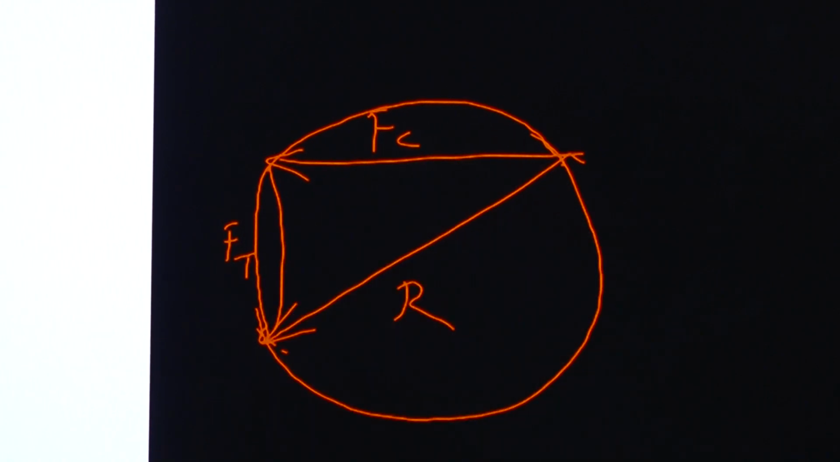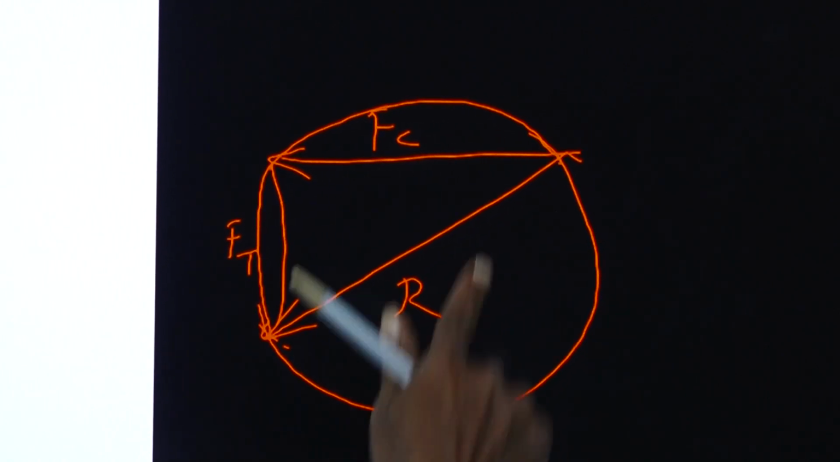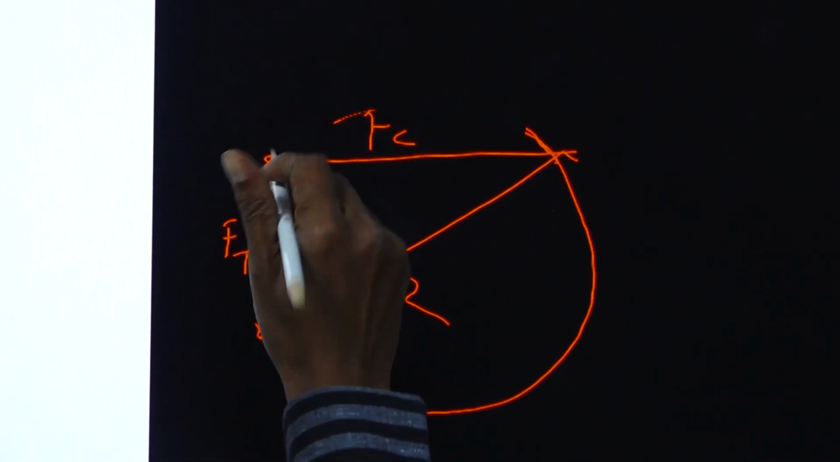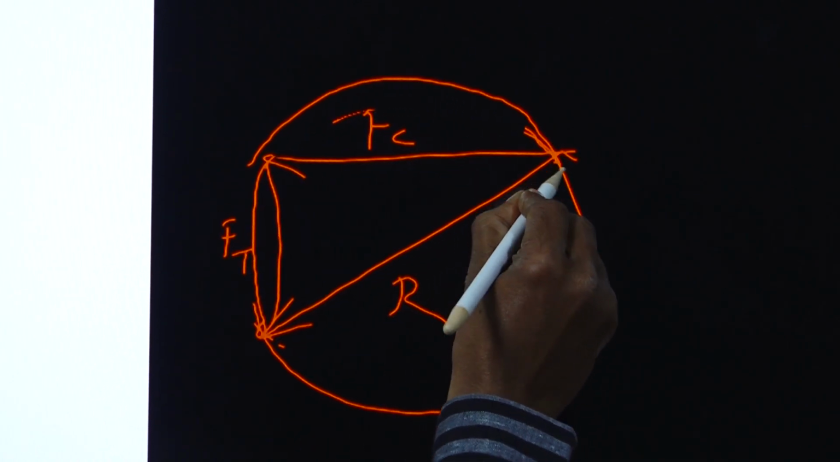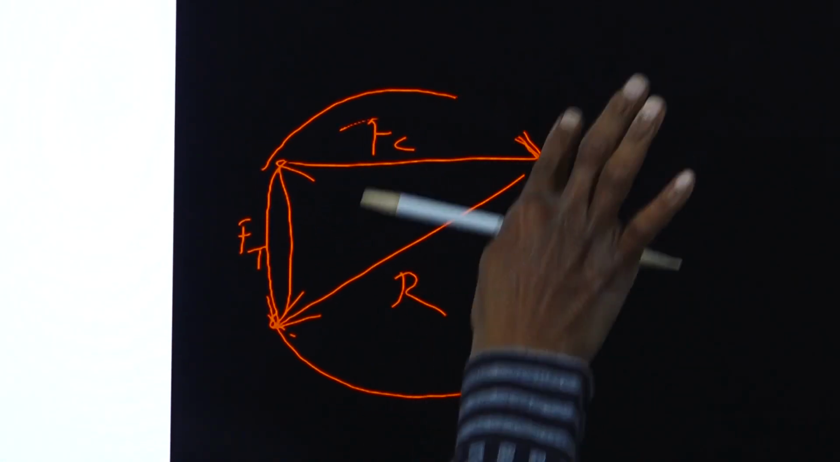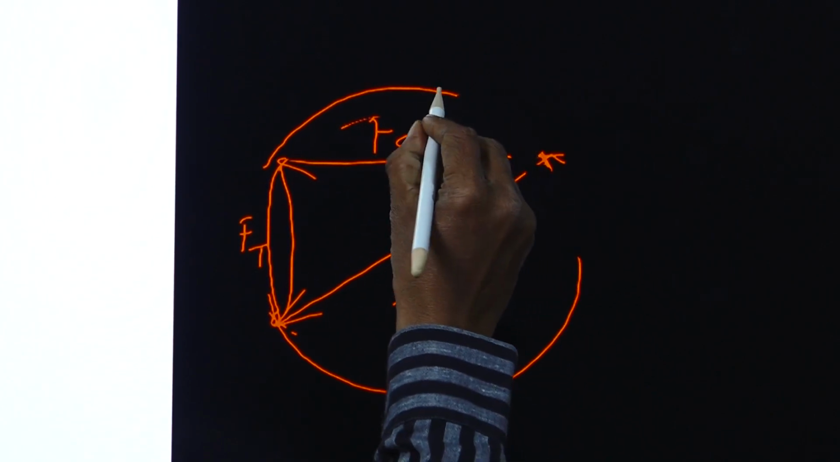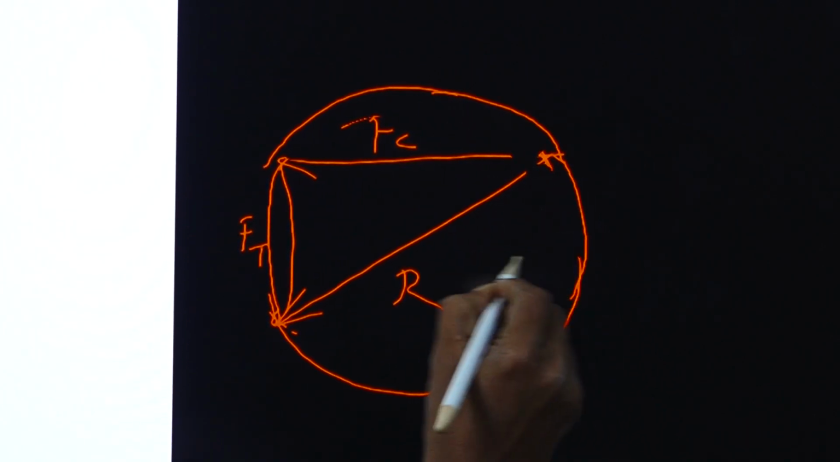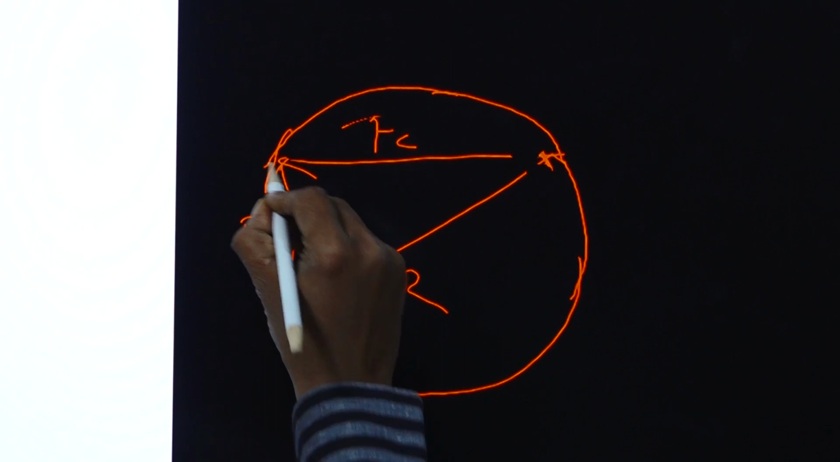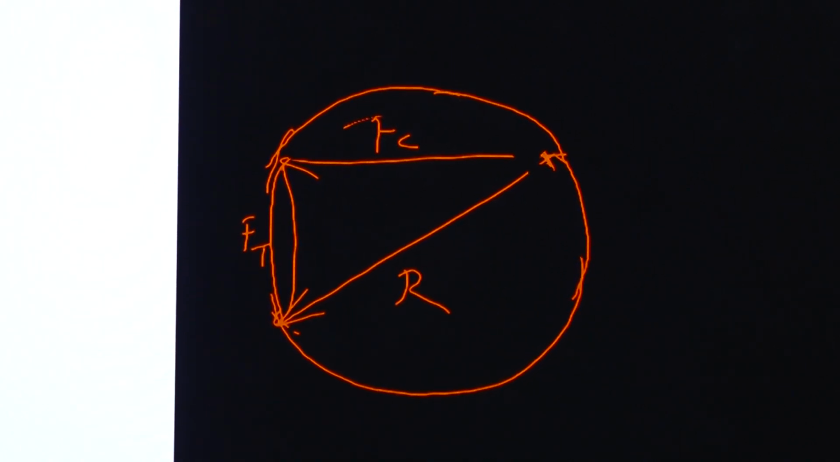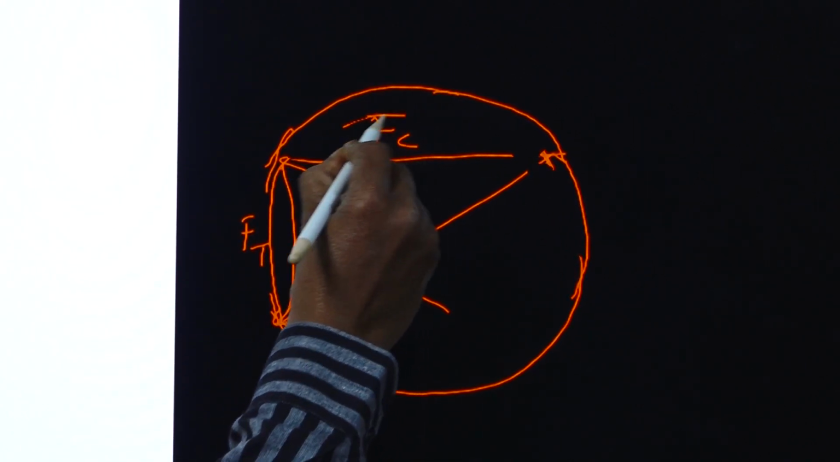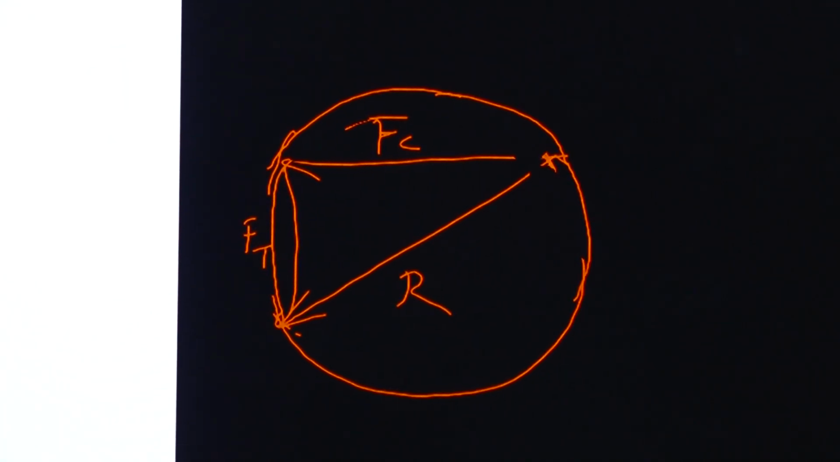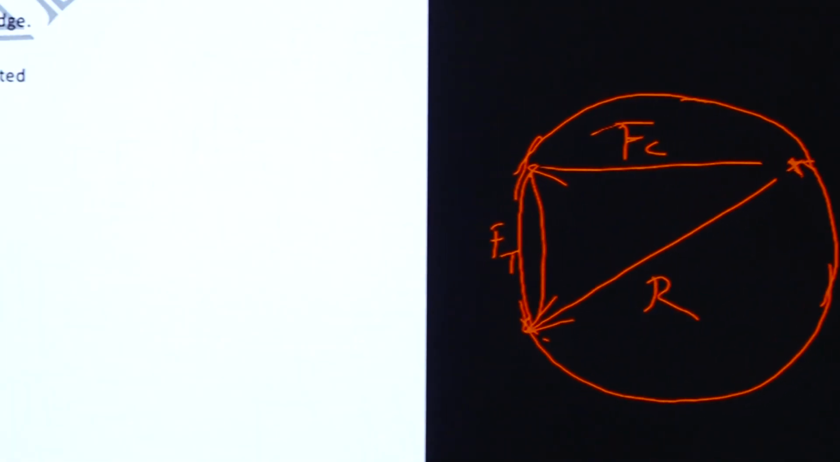That circle can be called as the Merchant circle. So he used this resultant as diameter and the cutting force triangle to construct the Merchant circle.